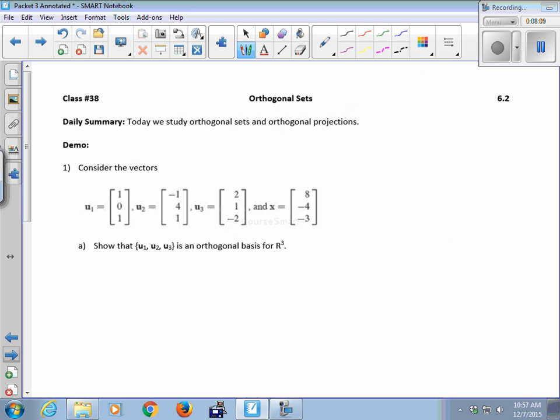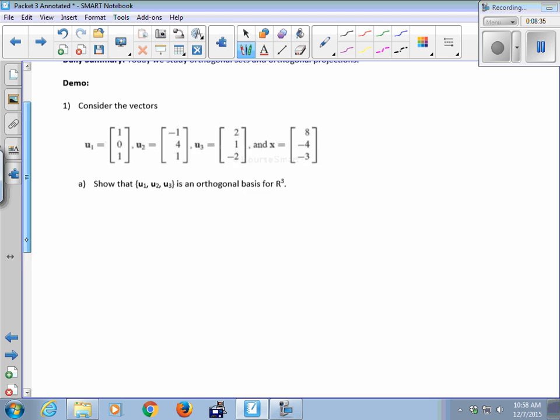All right, so let's look at some examples. We've got three vectors here, u1, u2, u3, and then a fourth vector called x. I want to show that u1, u2, and u3 is an orthogonal basis for R3. I have to show it's a basis, which means I have to show it spans R3 and it's linearly independent. And then I have to show that all the vectors are orthogonal to each other.